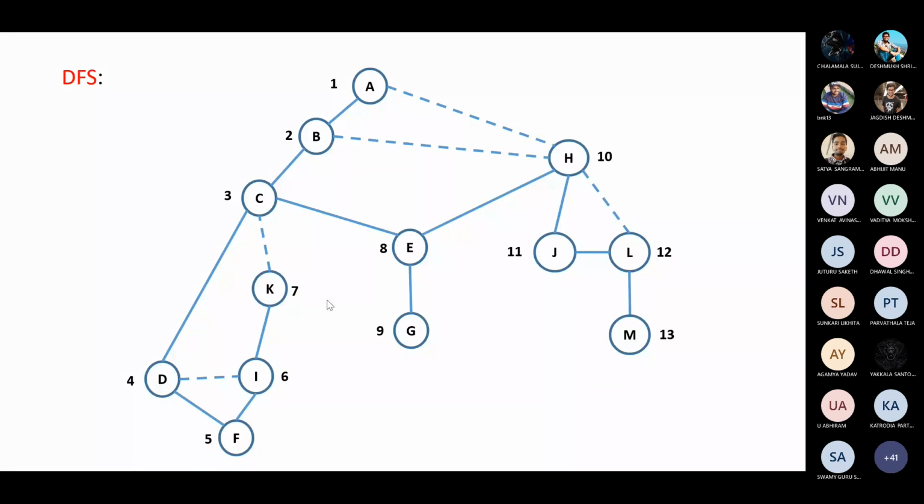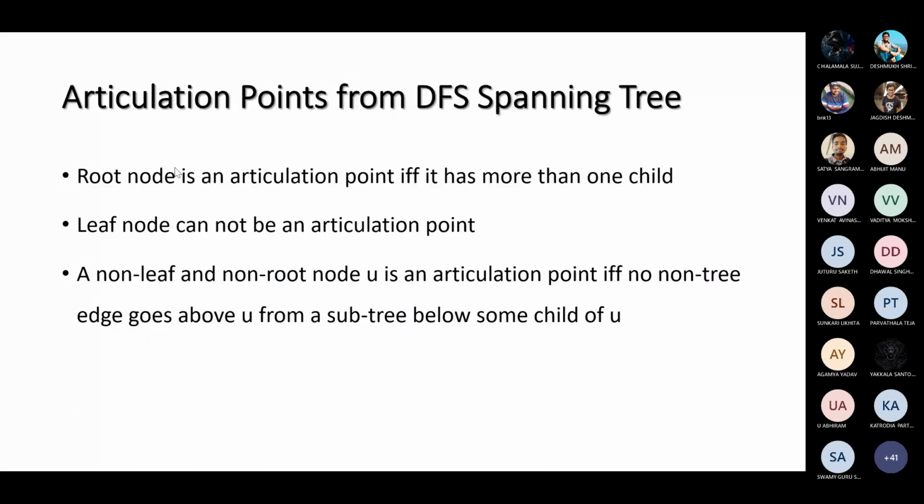The first thing is the root node. When I am saying root node, it is with respect to the DFS tree. So it is the root node of the DFS tree. The root node of the DFS tree is an articulation point if and only if it has more than one child.